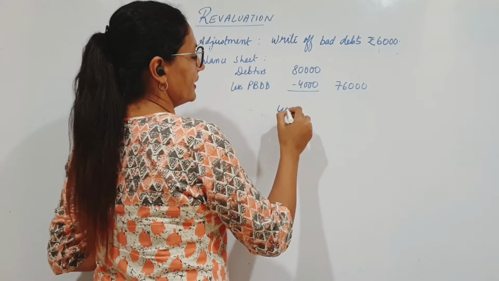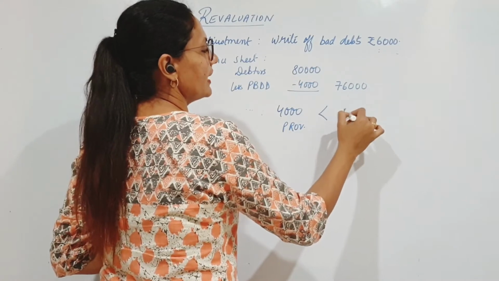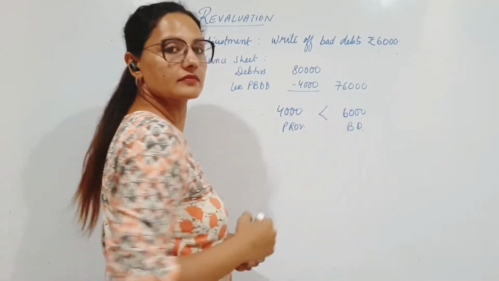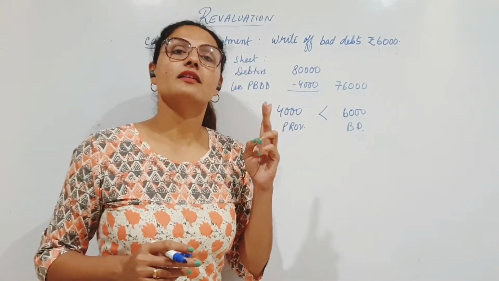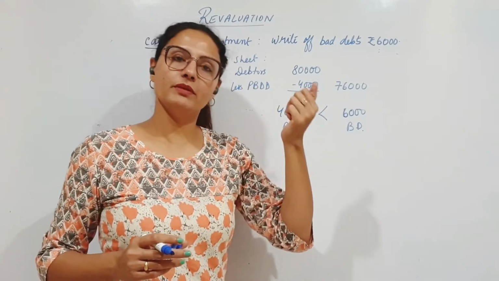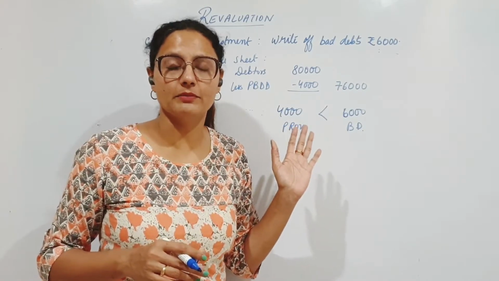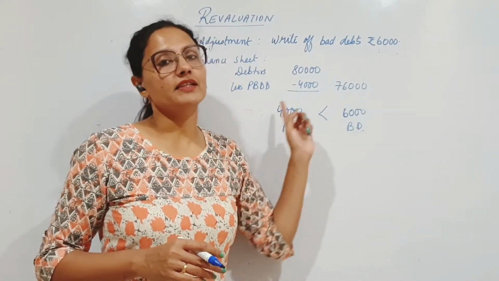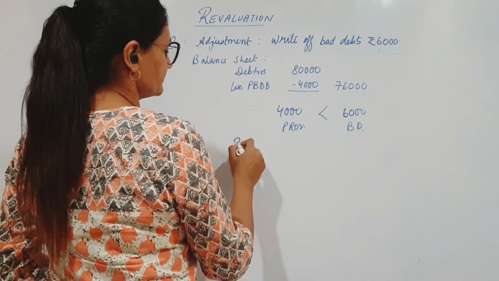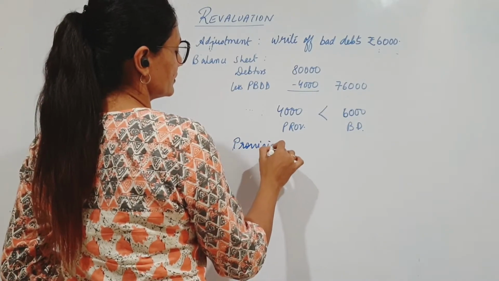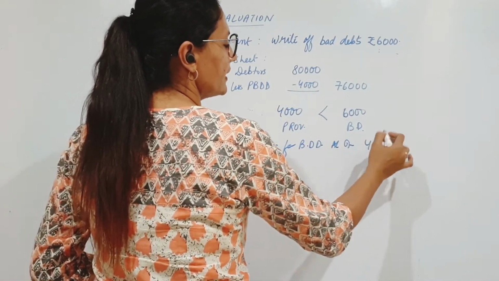So in this case, what is it? Provision is less than the actual bad debts. Meaning you are falling short. Even if you utilize the entire provision, 2,000 will fall short, and that shortfall will be borne by the revaluation account. Instead of the entire 6,000 being debited to revaluation, we will only debit the shortfall here. Okay. So the journal entry for writing off this bad debts will be provision for bad and doubtful debts account debit. I utilize the entire 4,000.